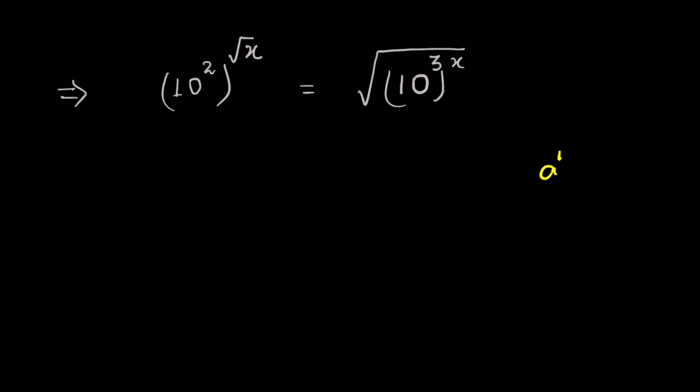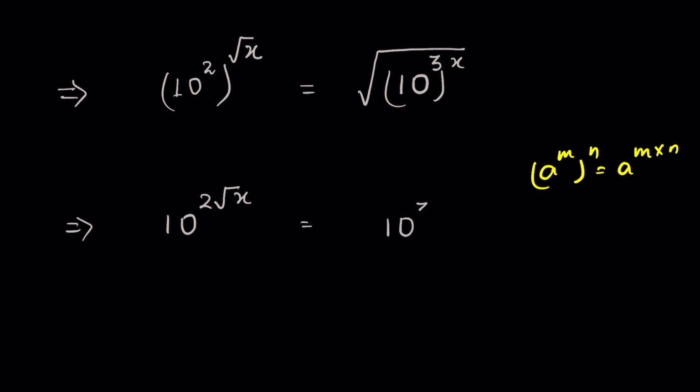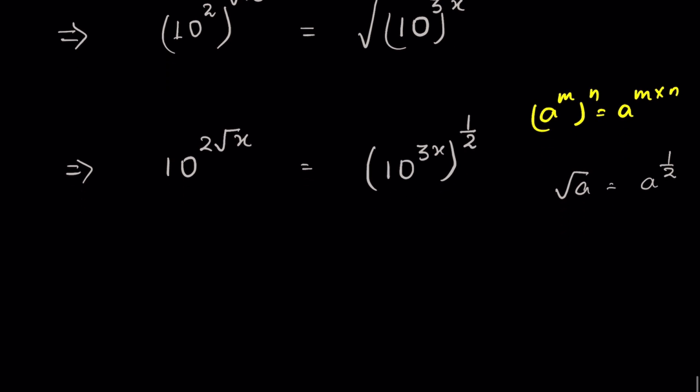If a raised to the power m, whole raised to the power n, this is equal to a raised to the power m times n. So this will be 10 to the power 2 times square root of x equal to 10 to the power 3x under square root. Now when a is under square root, it means a is raised to the power of 1 upon 2. So we can write it as whole raised to the power of 1 upon 2 instead of that square root sign.